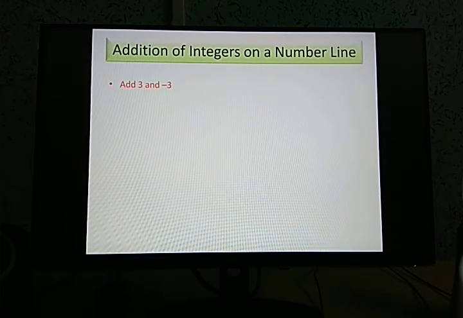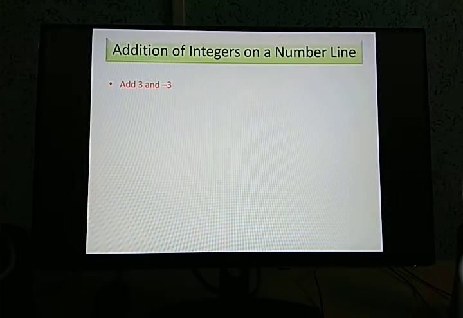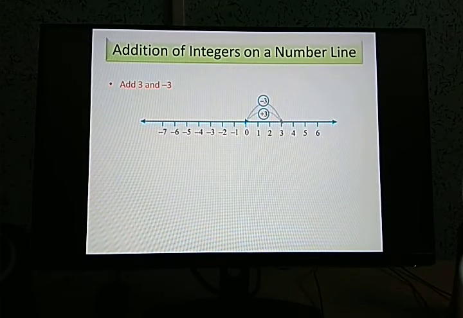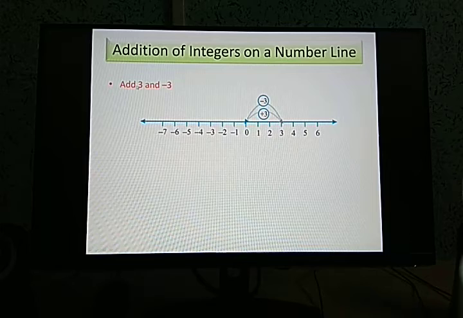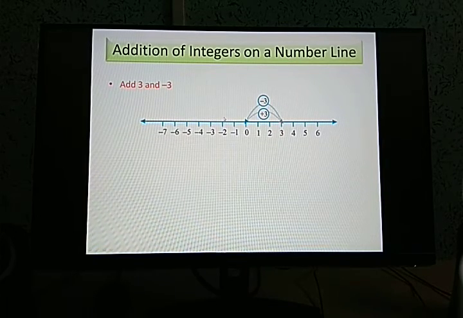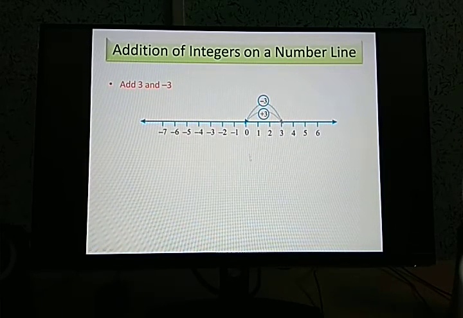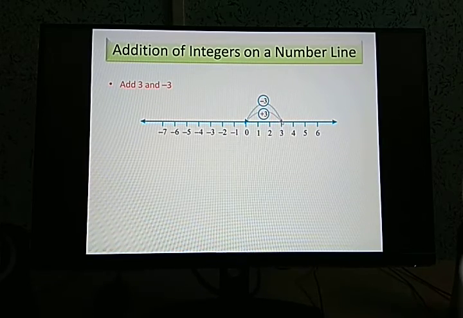Now what if both the numbers are similar numbers, that is you have to add 3 and minus 3. So this is a little bit interesting. You can see on the number line, first number is 3. So we know it is plus 3. So we have to go towards the right. So from 0 it will go to right on 3. Then next number is minus 3. Again it will come back to where? It will come back to 0.